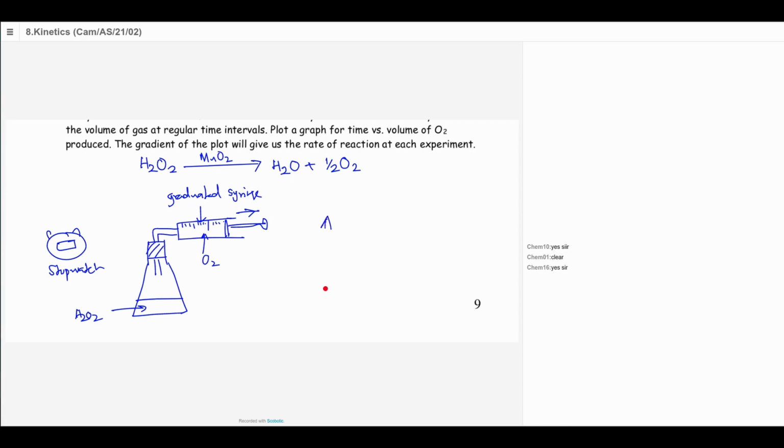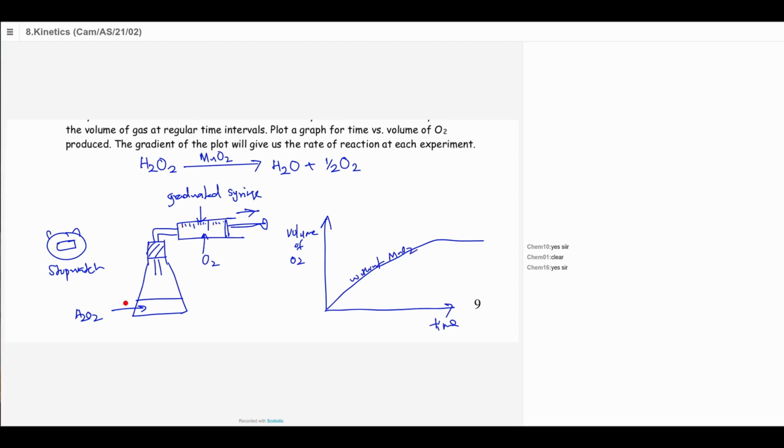And you plot a graph. This is volume of oxygen versus time. You'd first do it without the catalyst. You see a very slow process. The reaction stops at a greater time. It takes a long time for the reaction to complete. This is without manganese dioxide. And then you repeat the experiment.